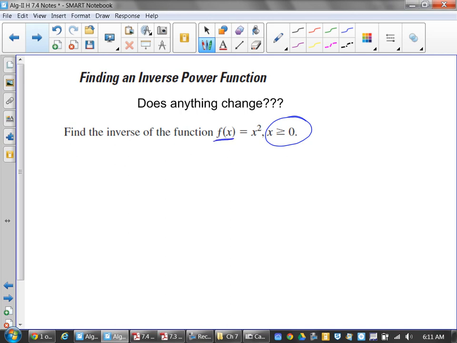So remember, another word for f of x is y equals. And then to do the inverse, just change x and y.